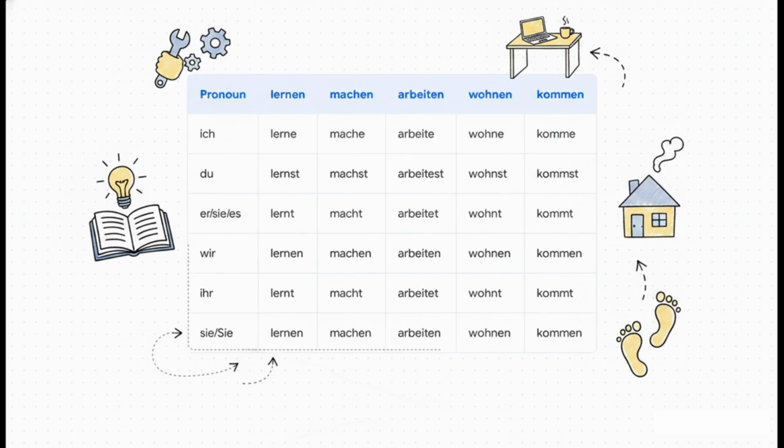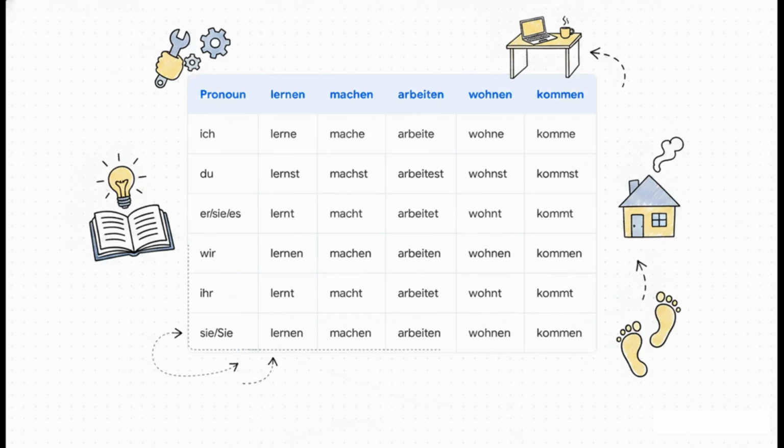Now, what's really interesting about this matrix is seeing how this exact formula unlocks 6 super useful everyday verbs all at once: to learn, to make, to work, to live, to come, and to be called. Just scan horizontally across that ich row. Ich lerne, mache, arbeite, wohne. They literally all perfectly end in e. Now look down at the wir row. They all end in en. The pattern holds perfectly. And once you see this, you can apply this logic to almost any regular verb.